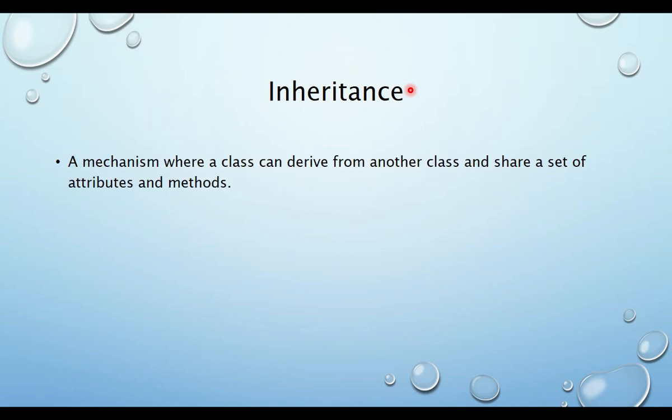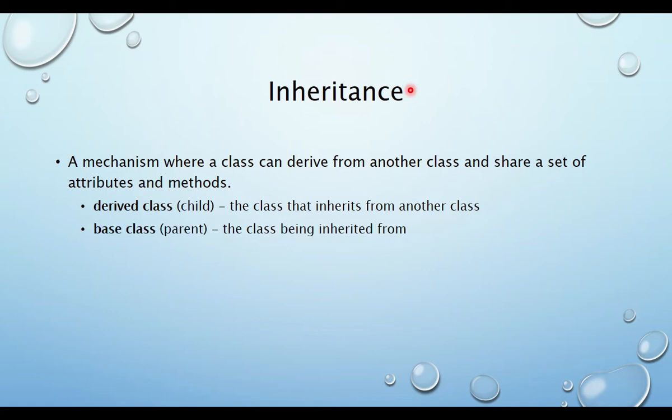Inheritance. Inheritance is a mechanism where a class can derive from another class. When this happens, they share a set of attributes and methods. A derived class is also called a child class. This is the class that inherits from another class. And the base class, also known as the parent class, is the class that is being inherited from.